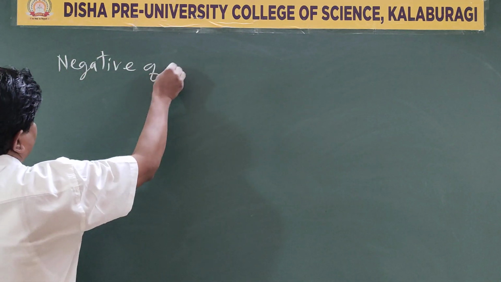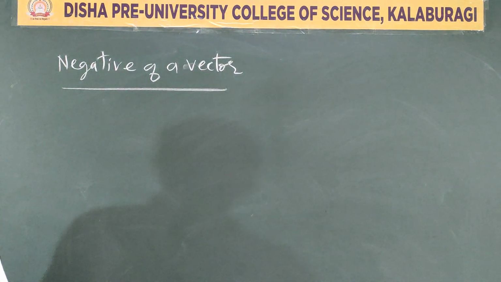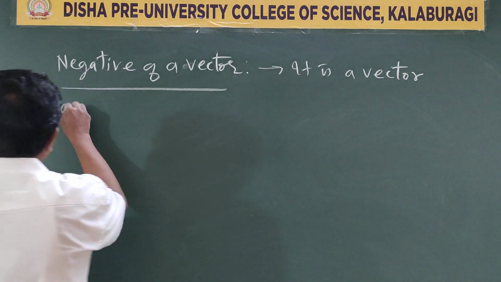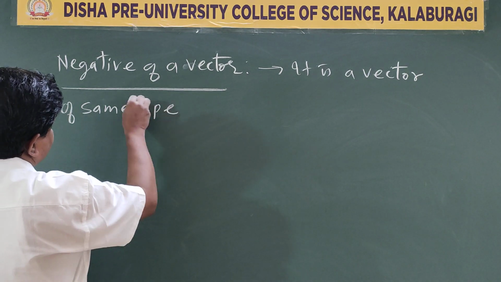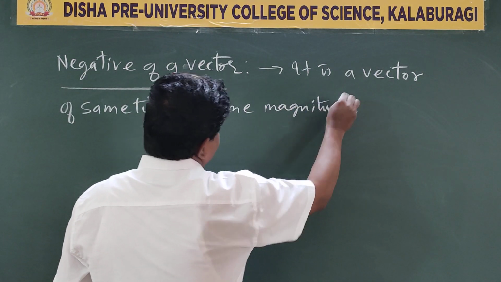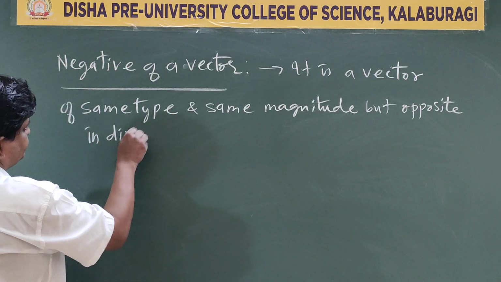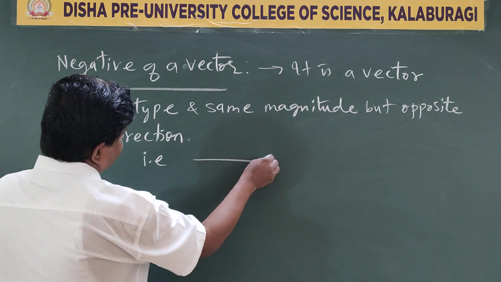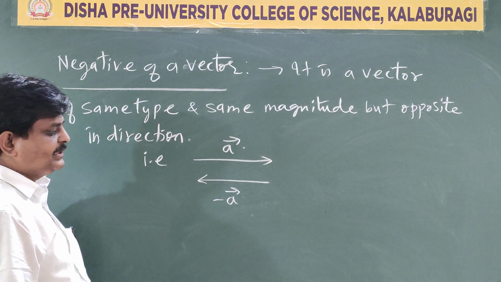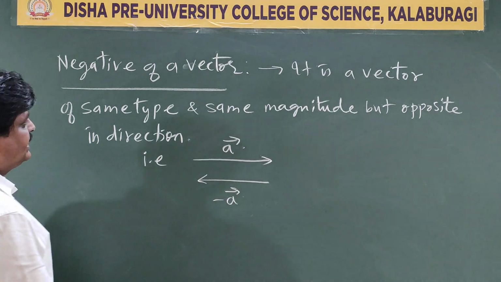Negative of a vector. Please remember, we are talking about the same vector, but with the direction opposite. Negative of a vector is a vector of the same type and same magnitude, but opposite in the direction. That is like this. If this is your vector, how do you write the negative of the given vector? Please take its vector as minus. So therefore, this is called the negative of vector A. So that is how you can see the different types of vector.